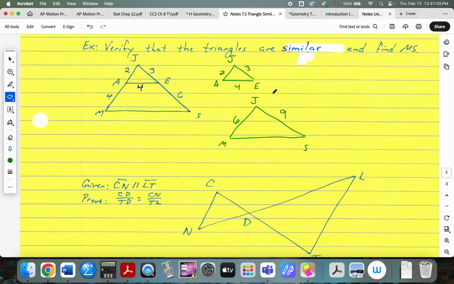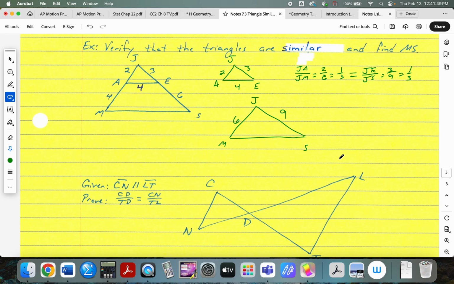So I need to find MS, but I'm going to do that later. Notice it says and find, so you do that second. So let's see. If I'm matching up the other pieces, JA, what does JA match up with in the other triangle? JM. That's 2 to 6, which is a 1 to 3 ratio. And then JE matches up with JS. That's a 3 to 9 ratio, which is also 1 to 3. So I'm going to stick an equal sign between those two to say those sides are proportional.